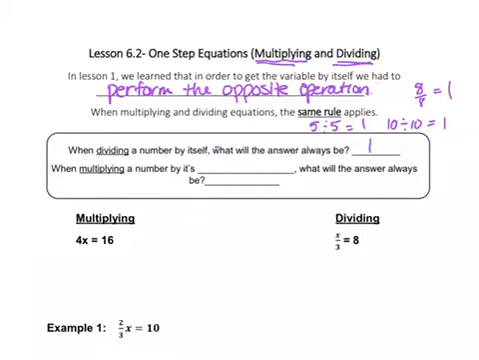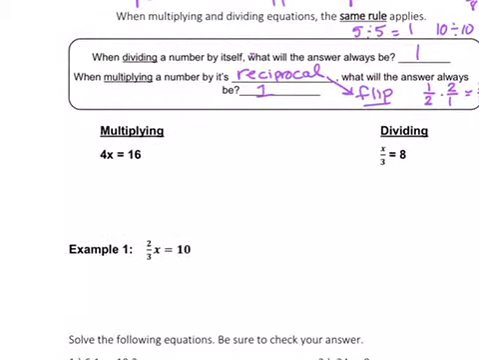And when multiplying a number by its vocab word reciprocal, otherwise known as flip, what will the answer always be? So this one you have to think about, okay? So the reciprocal of 1 over 2 would be the flip of that, so it would be 2 over 1. So if you multiply those together, you get 2 over 2, which is equal to 1. That goes for any fraction and its reciprocal. You'll always get 1.